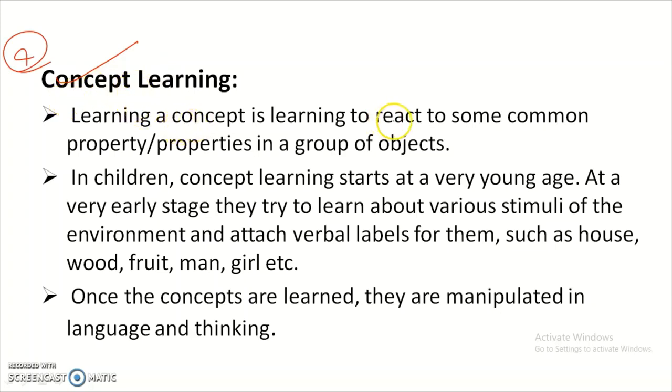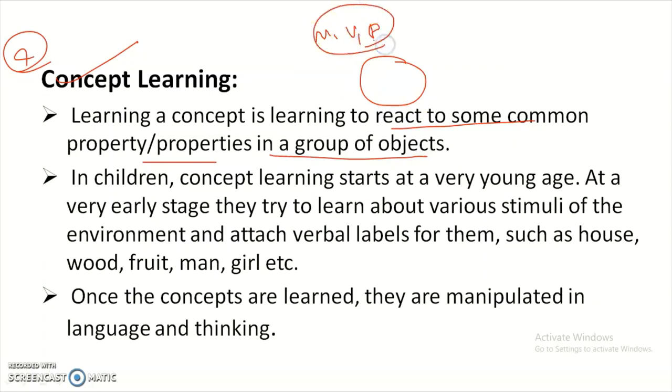Learning a concept is to react to some common properties in a group of objects. That means if you are learning something, either it might be motor learning, or verbal learning, or discrimination learning, we are going to react with some new concepts. So why is it happening like this, why can't it happen like that.